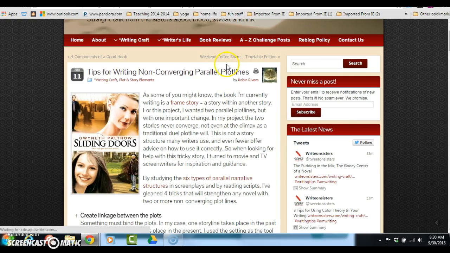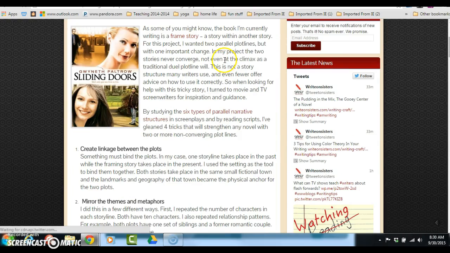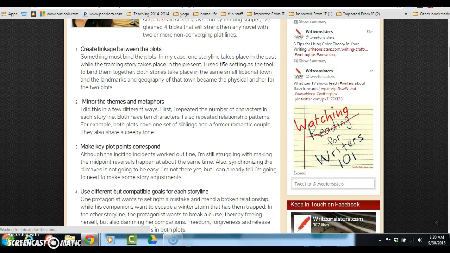All right, guys, so you're wanting to add parallel plots. So here are some things that you can do. Create a link between the plots. And then, when you link between the plots, you want to have maybe a character connect between the two, somehow have their stories overlap. And then we have the mirror the themes and metaphors.